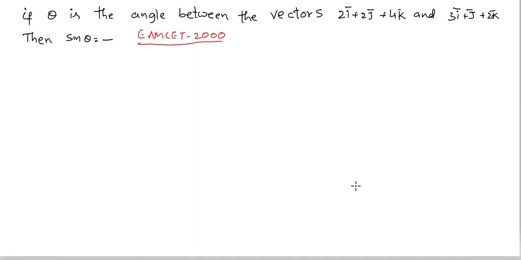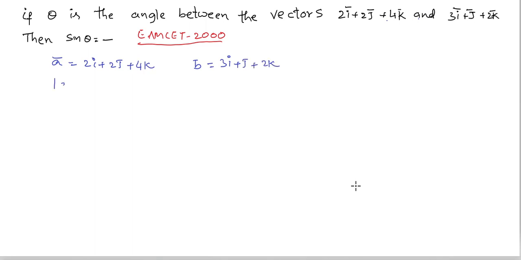If theta is the angle between the vectors 2i plus 2j plus 4k and 3i plus j plus 2k, then sin theta is equal to dash. This is MSET 2000 question. Here are given two vectors, a bar is equal to 2i plus 2j plus 4k and b bar is equal to 3i plus j plus 2k.